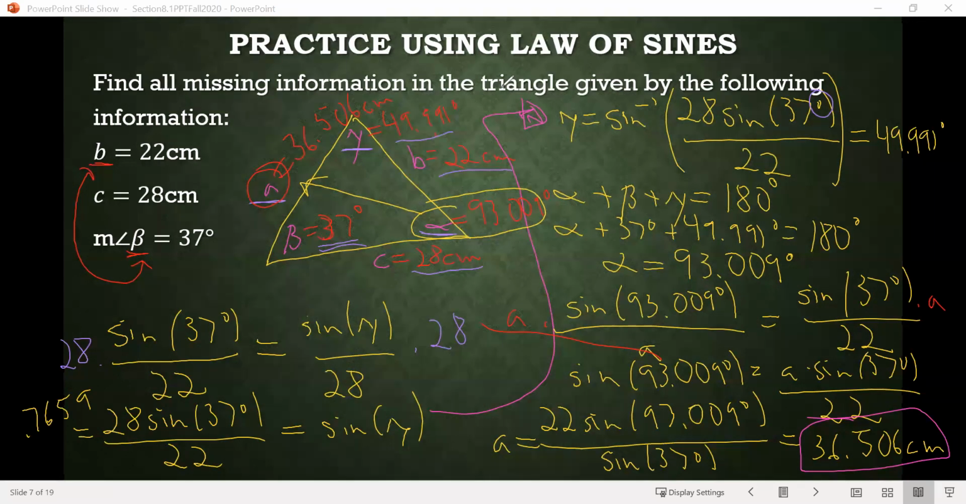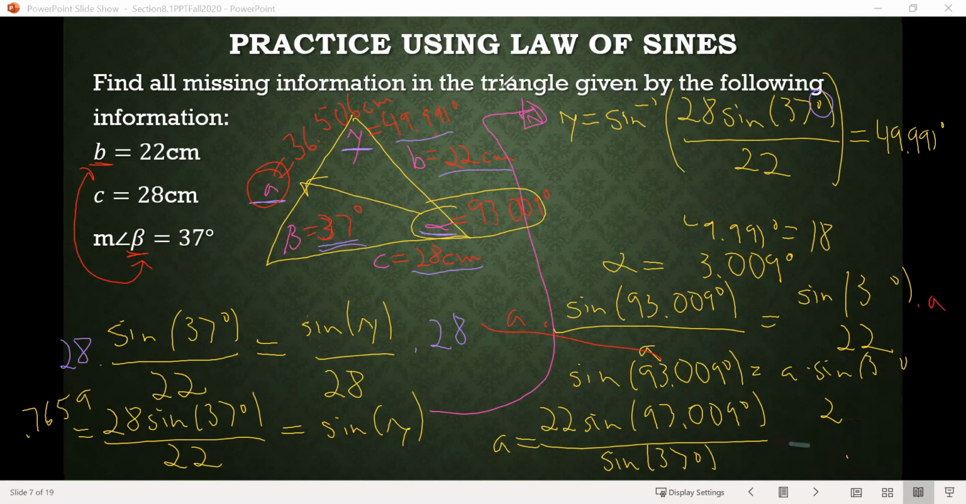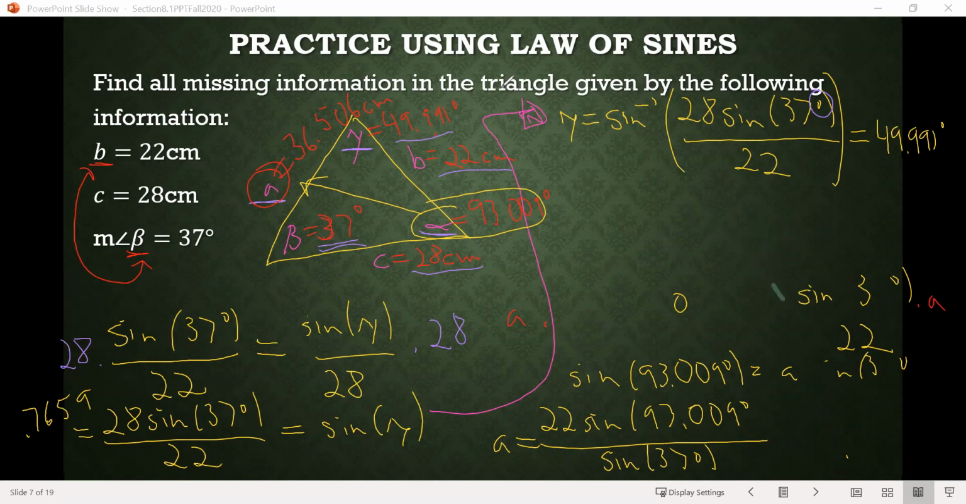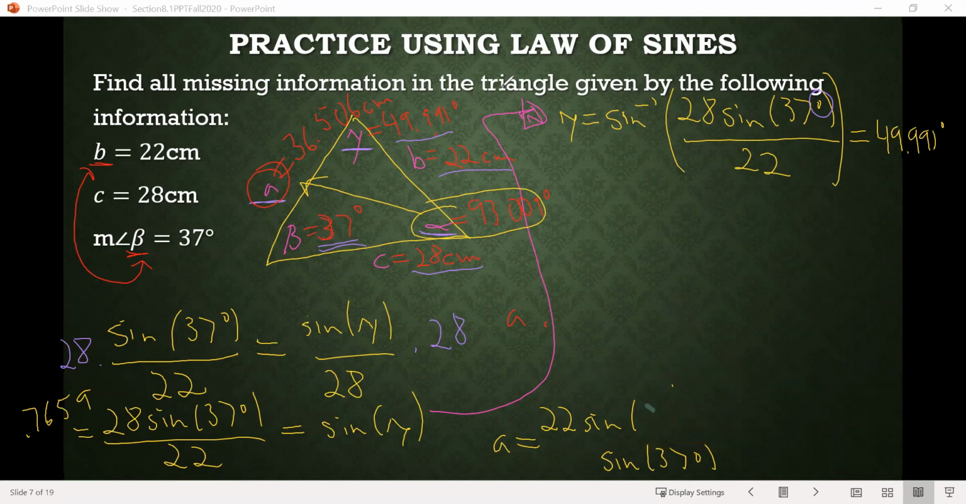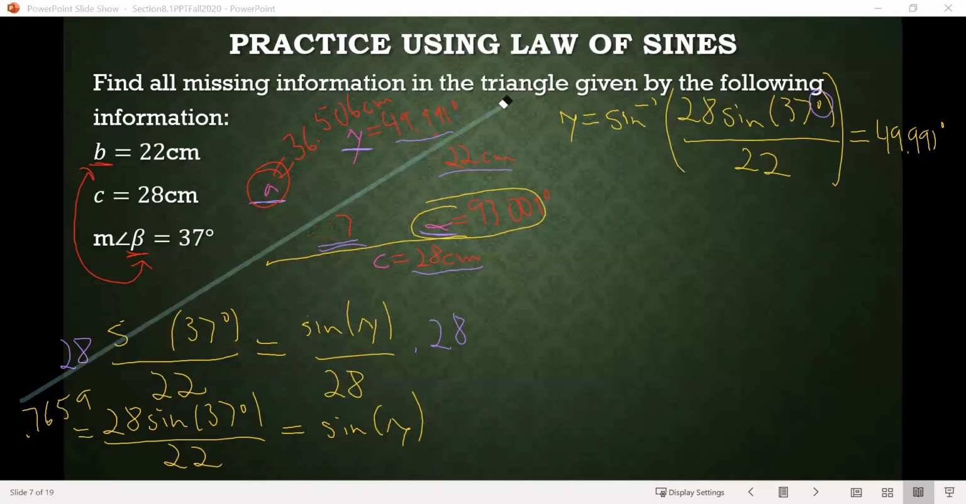Now, I want to go back to something we did up here, where we're finding the value of gamma. So we did inverse sine of 28 sine 37 degrees, all divided by 22, which gave us 49.991 degrees. And if you remember, over here off to the side, I wrote what 28 sine 37 degrees over 22 equals. It's a positive 0.7659.